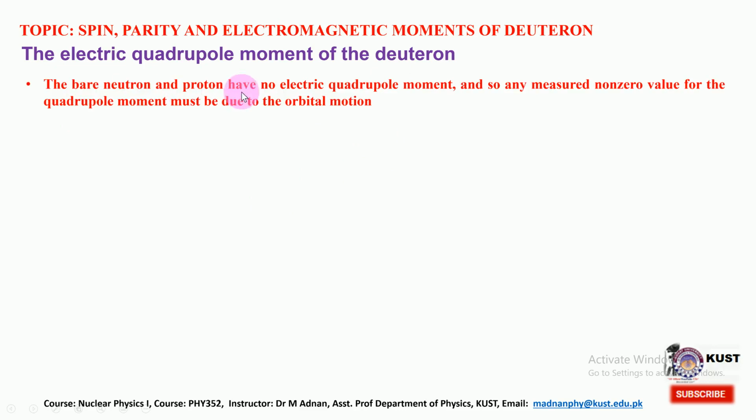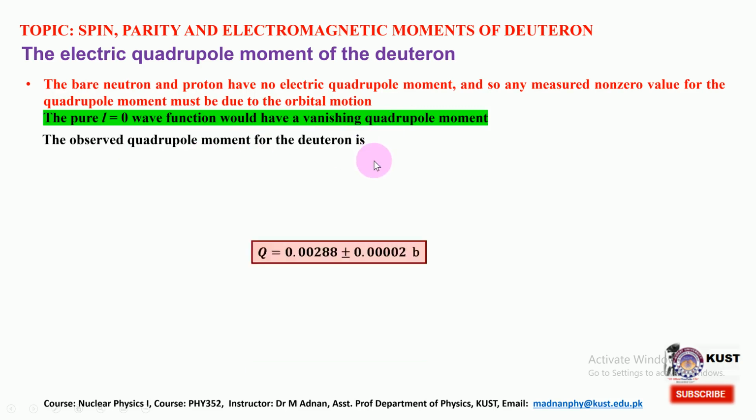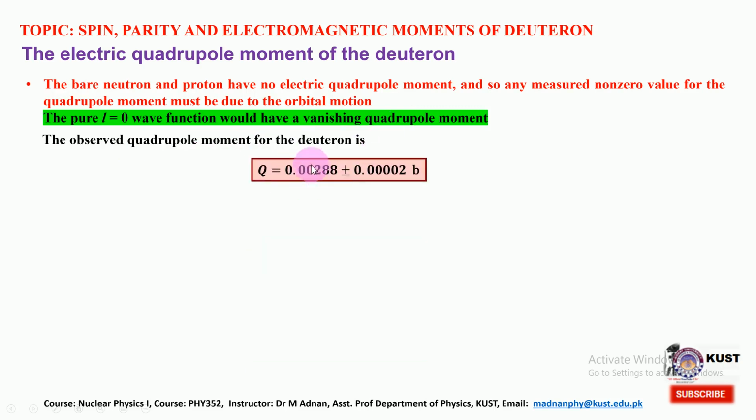Now the proton and neutron have no electric quadrupole moment, so any measured non-zero value for the quadrupole moment must be due to the orbital motion. Intrinsically they do not have any quadrupole moment, so a pure L equal to 0 wave function would have a vanishing quadrupole moment. The observed quadrupole moment for the deuteron is a small number, measured in the unit barns, as we have discussed.